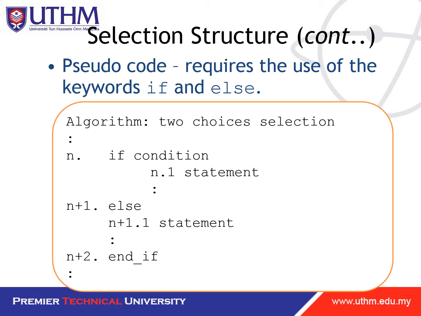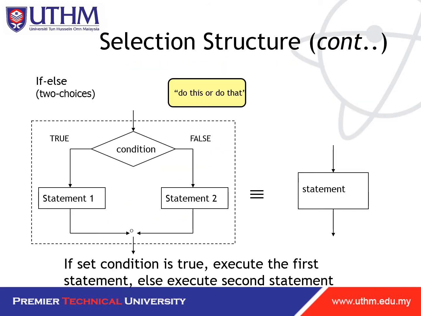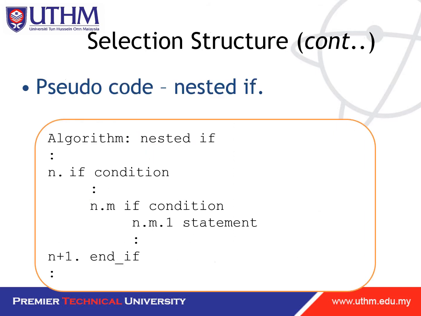The selection structure just now was one-way selection. Now you have if and else, which means you can choose either the first option or the second option. The pseudocode is: if this is the condition, do this, or else, if the first condition is not fulfilled, it goes to the second statement. You can see that it is either true or false. This is for if, this is for else. If it is true, the first statement runs; if it is else, the second statement runs.